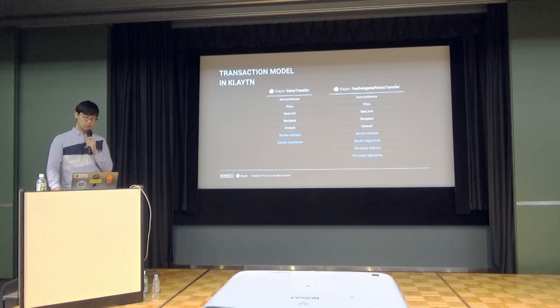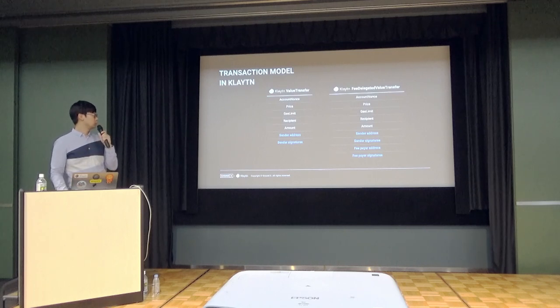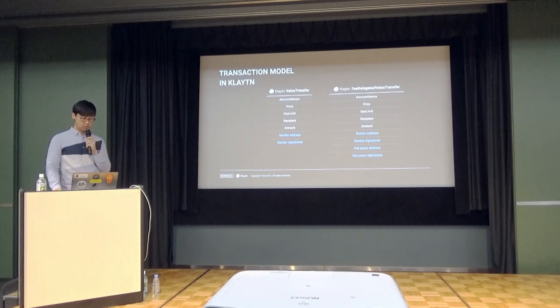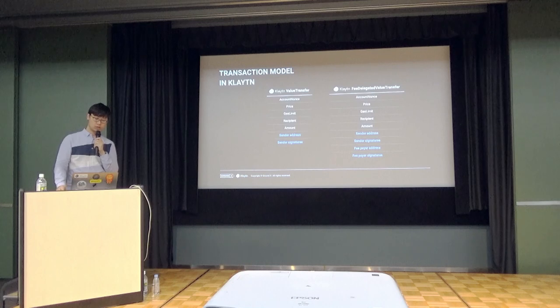This slide shows two examples of our transaction types. The left one shows value transfer, and the right one shows fee delegated value transfer. A value transfer transaction does not have a fee delegation mechanism, so it does not have to have a fee payer address and fee payer signatures. So when we execute a value transfer transaction, the transaction fee will be charged to the sender address, and the amount of tokens will be transferred from the sender address to the recipient.